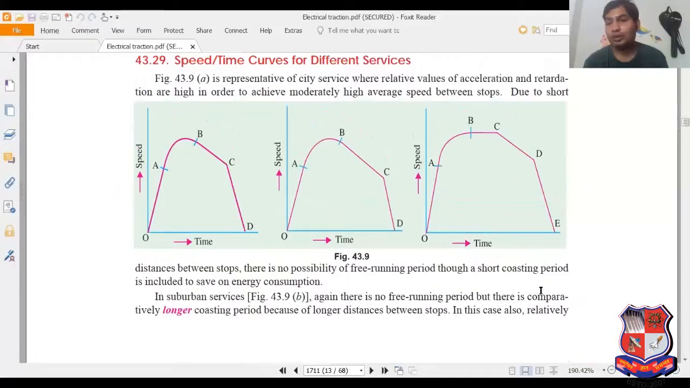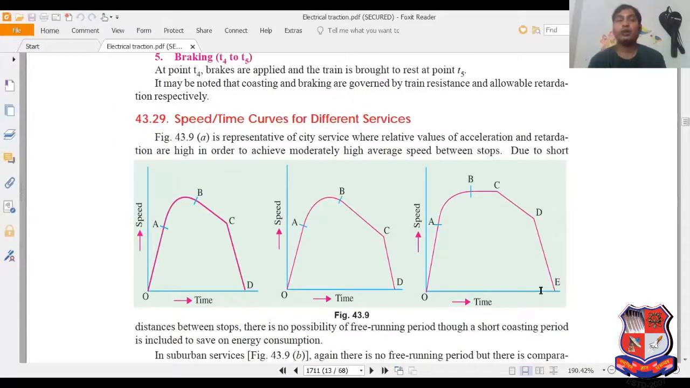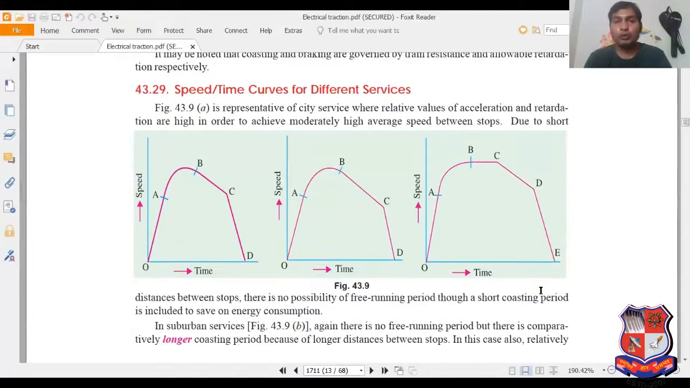One another important thing to keep in mind about the speed time curve is the area under the curve of these graphs. The area under the speed time curve will always give the distance traveled by the train. Why is it so? Because on the y-axis we have speed, which is in kilometer per hour, and on the x-axis we have time, that is seconds.